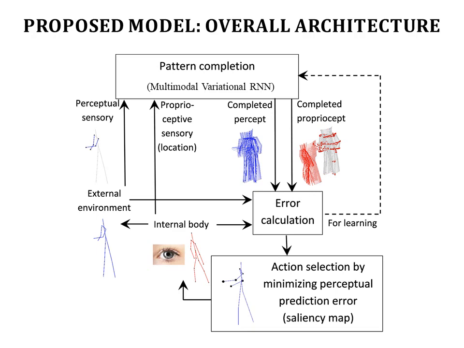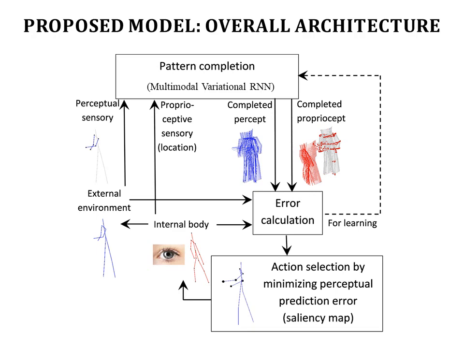Here is an overall architecture of our proposed agent model. On the top, you see the pattern completion module, which is essentially a multimodal variational recurrent neural network that takes as input signals in 2 modalities. One is the perceptual sensory signal, the other is the proprioceptive sensory signal. The perceptual sensory signal constitutes the visual information from the external environment. Because this is a human-human interaction scenario, the perceptual sensory constitutes the part of the other person's body. The proprioceptive sensory constitutes the location where the eyes of the agent are looking at.